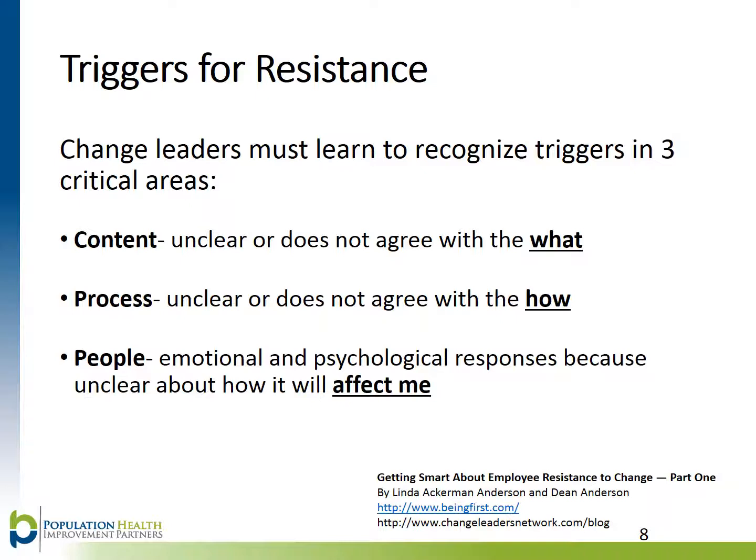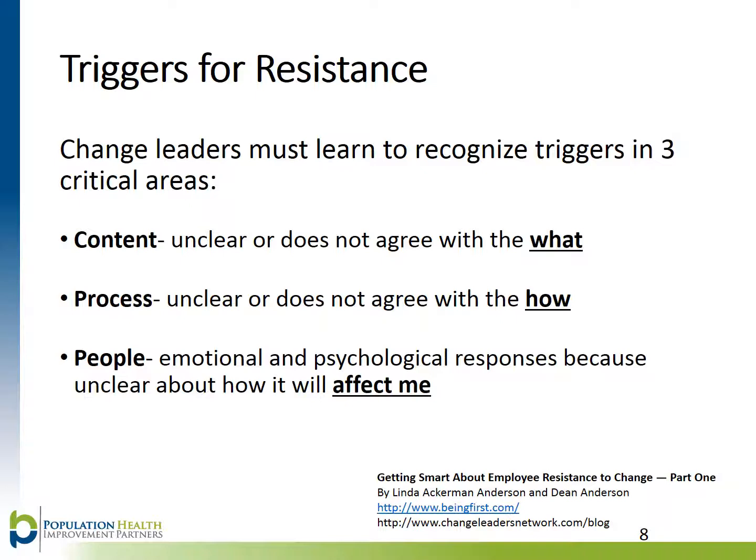For example, misunderstanding the need for change or not being consulted equals content, or what. Communication plan, low trust, or changes to routines equals process, or how and when. Fear of the unknown or lack of confidence equals people, the emotional aspects.